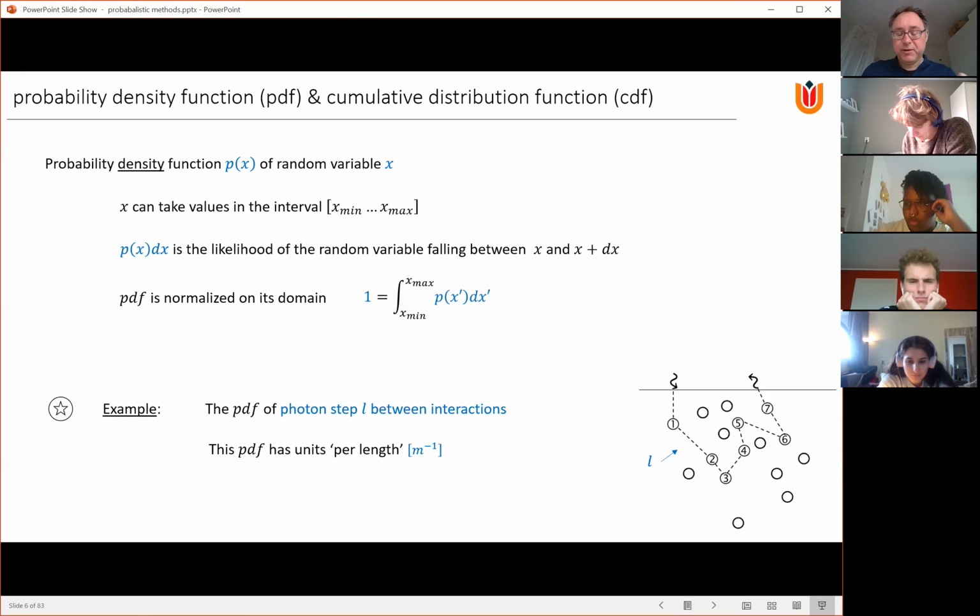And of course, going back to the example from the previous slide, let's say we can write a probability density function for the photon step sizes between interactions. That would mean that p of x times dx would be a pure number. Since dx has units of meters, this probability density function itself has units per length. So it is a probability per length, and if you multiply it with a length segment, it becomes a pure number again.